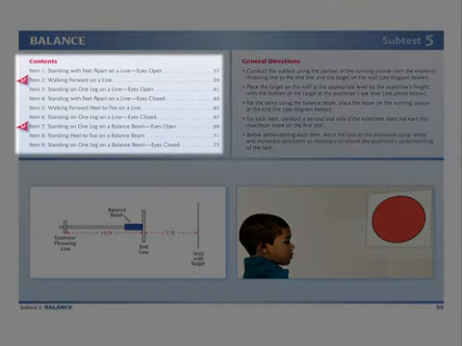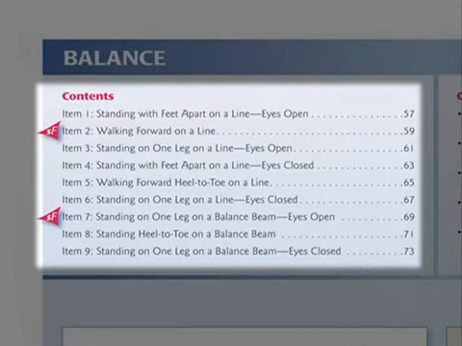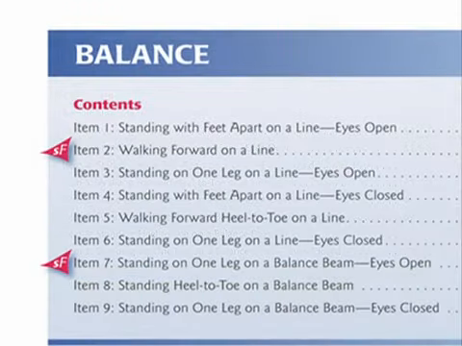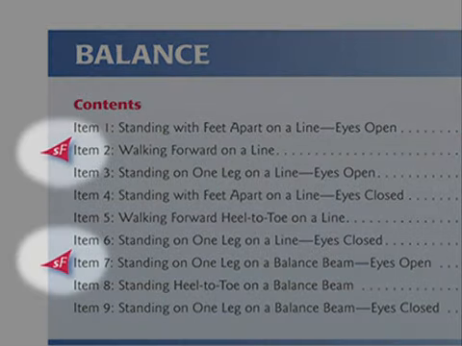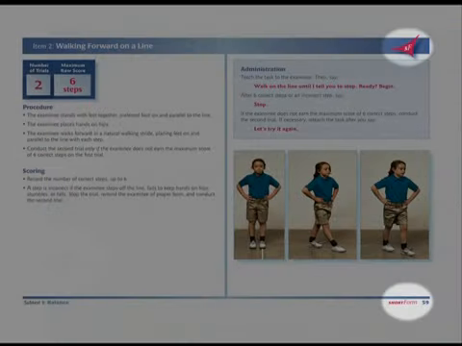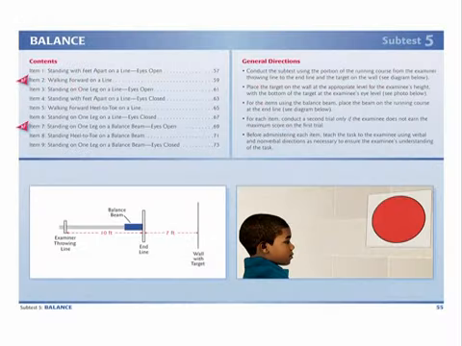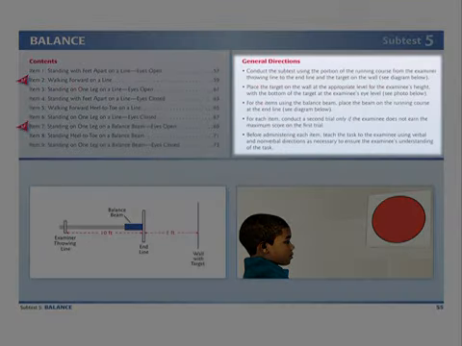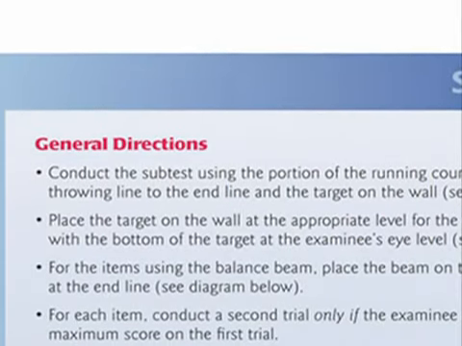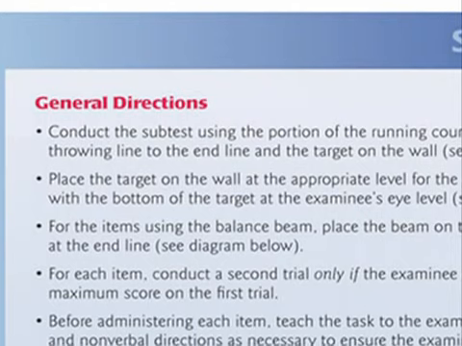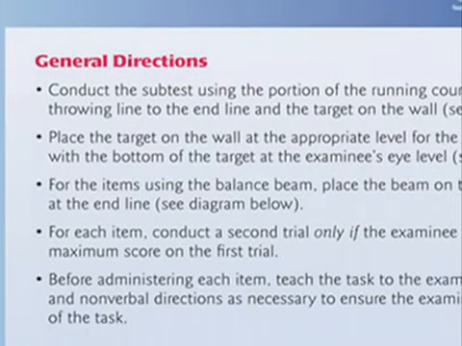On each subtest introductory page, the contents section lists the items found in the subtest. The items included in the short form are denoted by the short form icon, found next to the item name on the subtest introductory page, as well as in the top right and bottom right corners of each necessary easel item page. The general directions section contains specific instructions about administering the items of that subtest. These general directions provide subtest-specific instructions, such as the portion of the running course to be used or when to give a second trial.